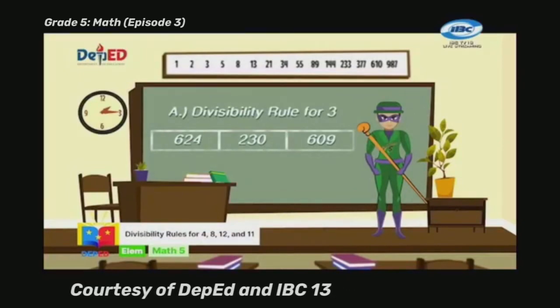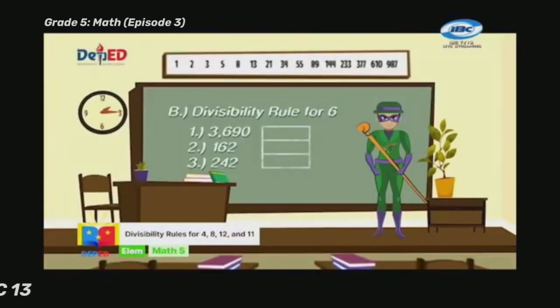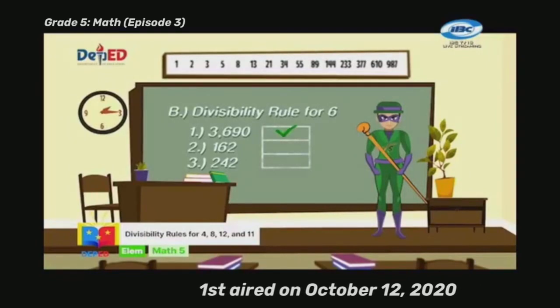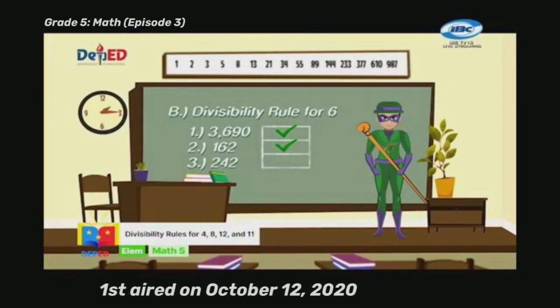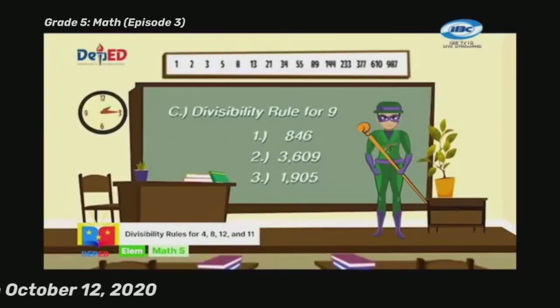Time's up! The answers are 624 and 609. Next, of the 3 numbers, what numbers can be divided by 6? You have 10 seconds to answer. Time's up! The answers are 3,690 and 162. Finally, of the 3 numbers, what numbers can be divided by 9? You have 10 seconds to answer.